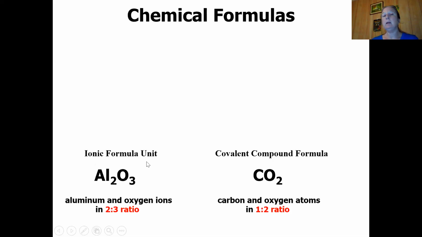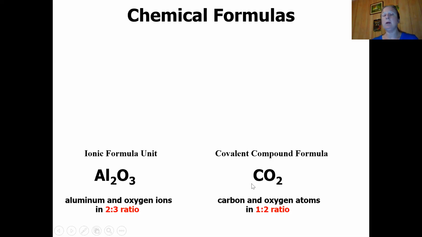Ionic: aluminum and oxygen ions will only come together one way, because it has to do with their charge. These are ions. An ionic formula unit is composed of ions. So they already have an existing charge when they come together, and that determines your ratio.